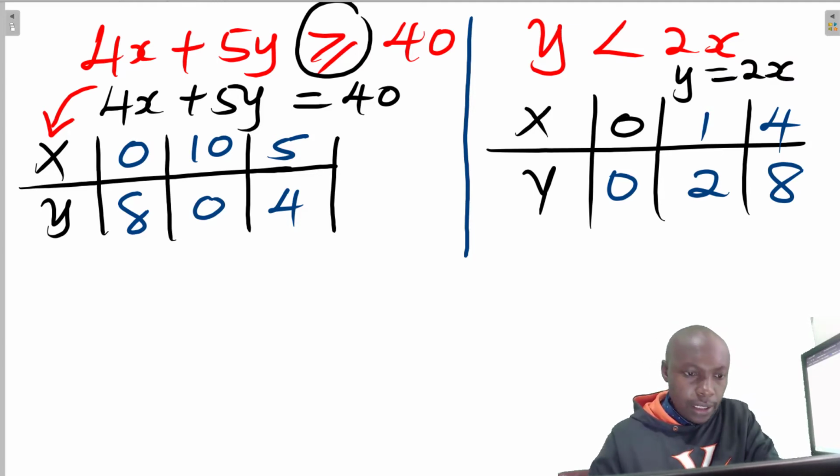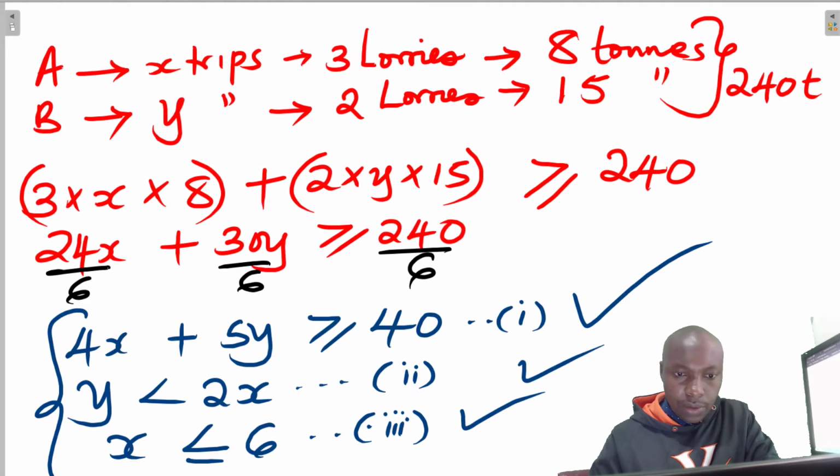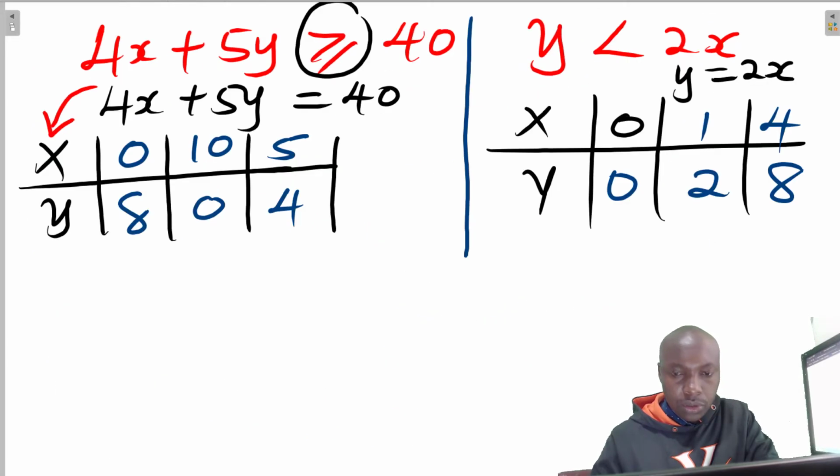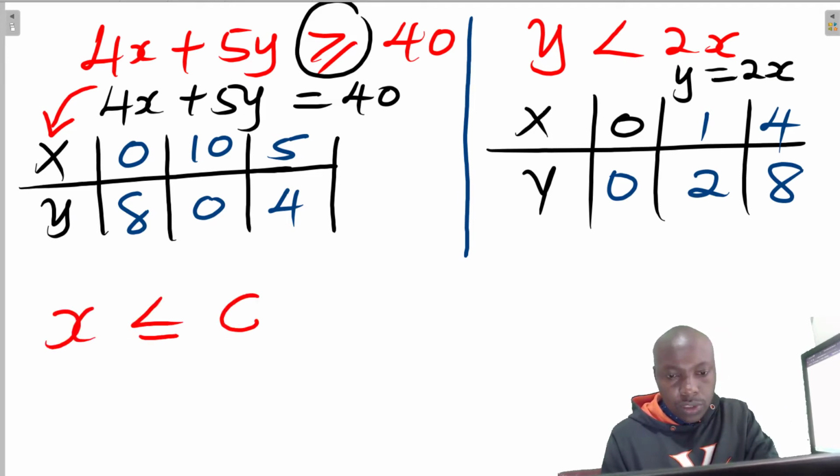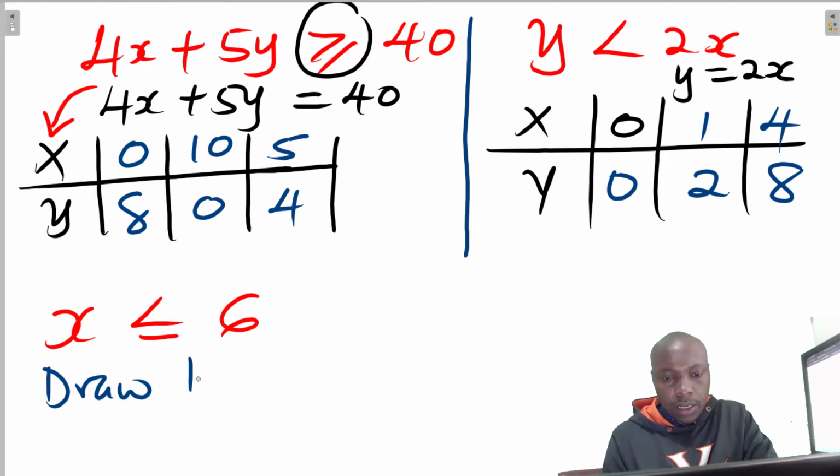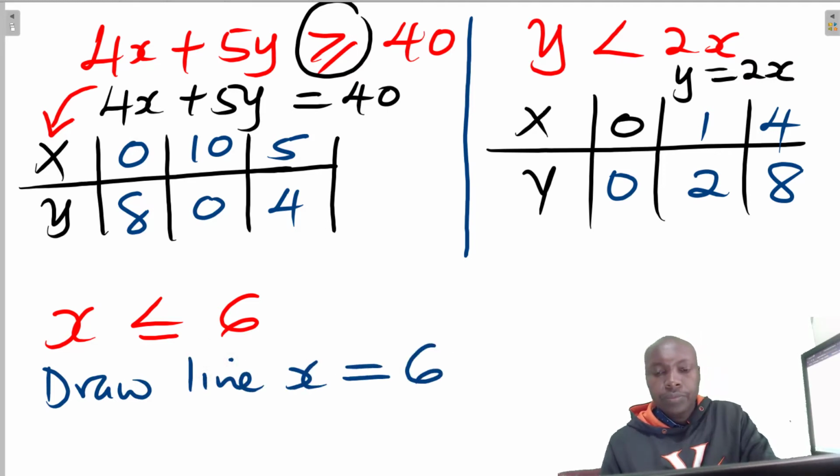Then the last line is where we have x is less than or equal to 6. So x is less than or equal to 6. Now this one we are going to simply draw the line x equals 6.